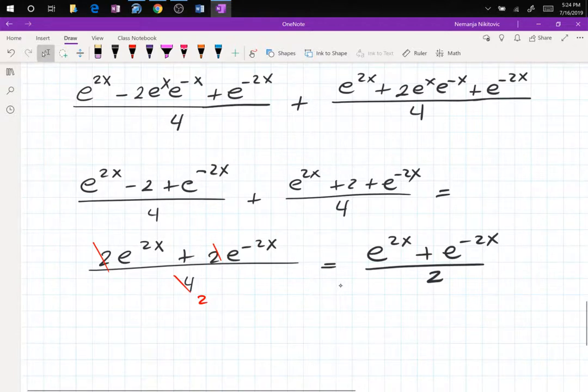And this is the definition for cosine, right? Definition for the cosine has a plus. But look at the exponent. Exponent is no longer x. Exponent is now 2x, which is why this is cosine hyperbolic 2x. Whatever the exponent is, that is the argument of the cosine hyperbolic.